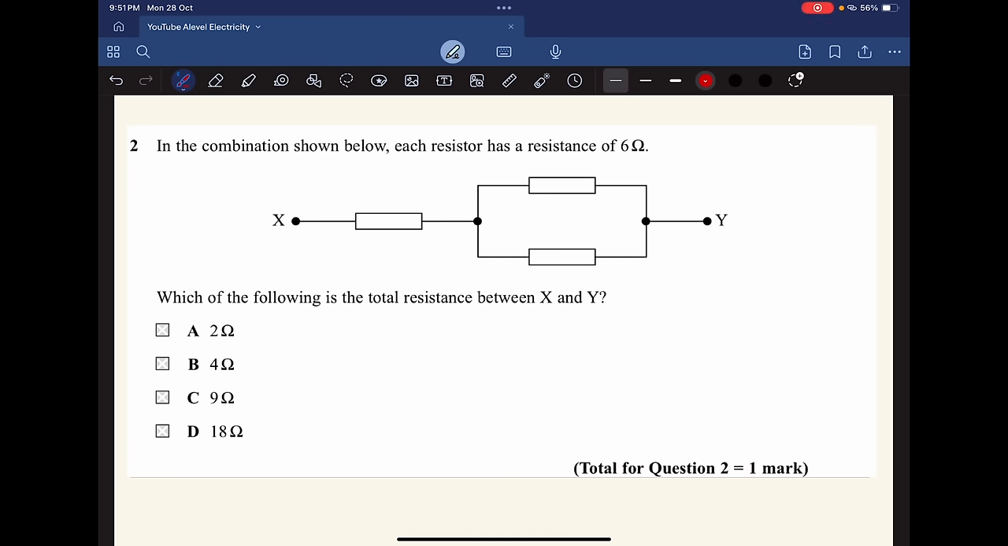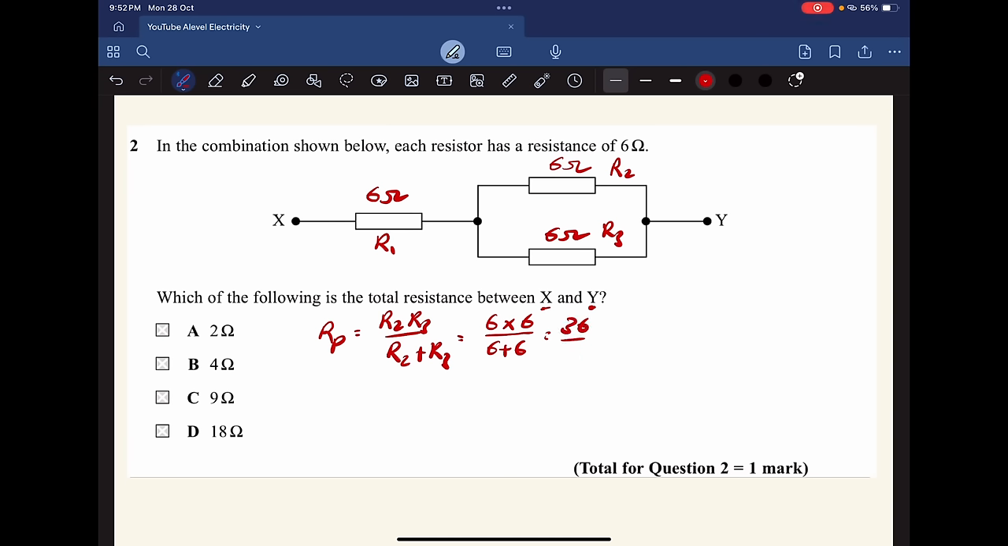Question two, in the combination shown below, each resistor has a resistance of 6 ohm. So let me label 6 ohm, 6 ohm, and 6 ohm. Two of them are in parallel, and they are connected with the 6 ohm on the left side in series. Which of the following is the total resistance between X and Y? Let me say this is R1, this is R2, this is R3. For the R parallel first, which is R2 R3 divided by R2 plus R3, 6 times 6 divided by 6 plus 6, 36 divided by 12, gives us 3.0 ohm.